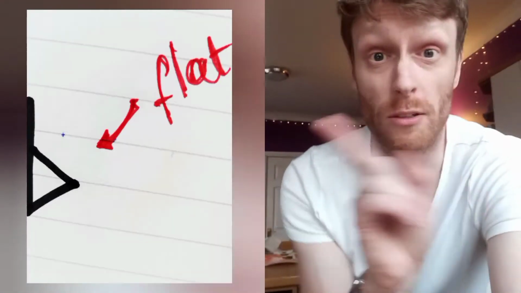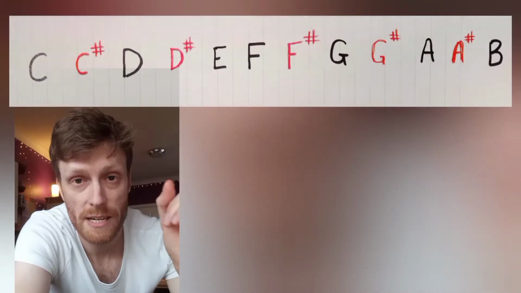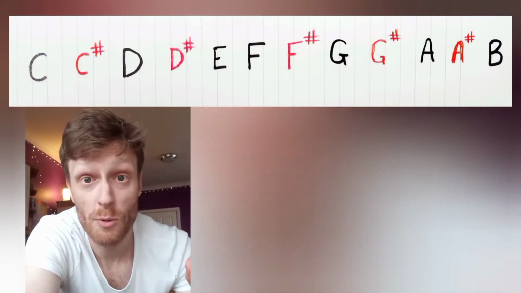I've chosen C major as the key to demonstrate this with. C major has no sharps, which look like this, and no flats, which look like this. A sharp is one note or a semitone higher than the letter that precedes it. A flat is one note or a semitone lower. And you can see that up here. In C major, the sharps are the notes that we're not playing.